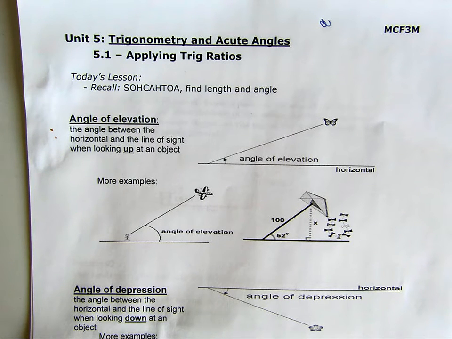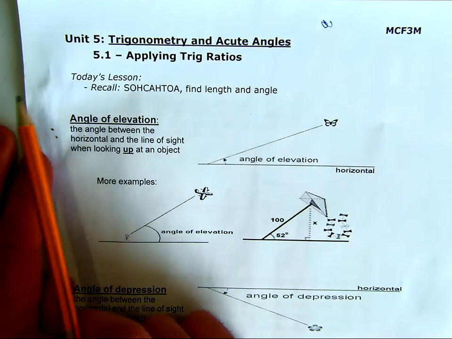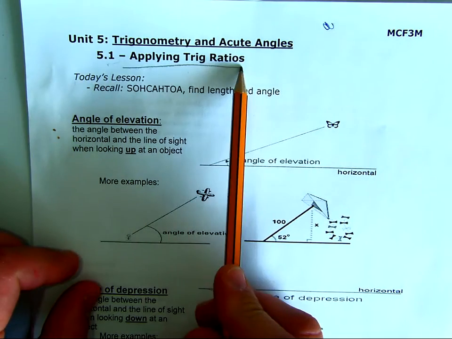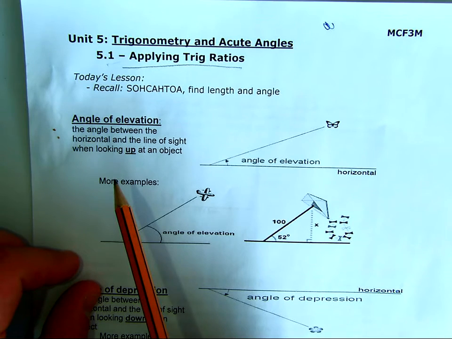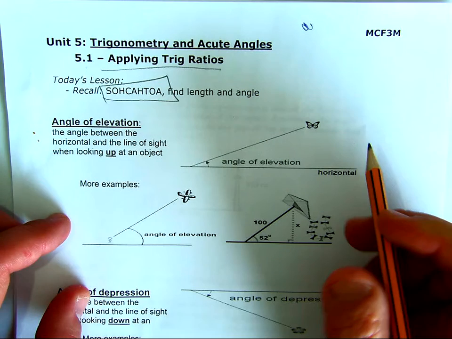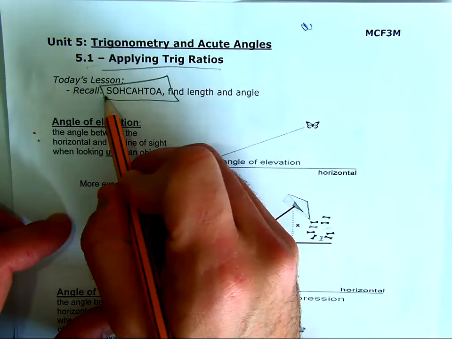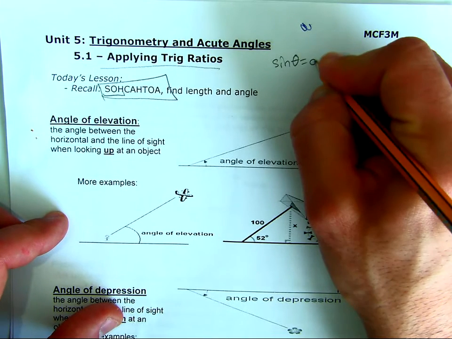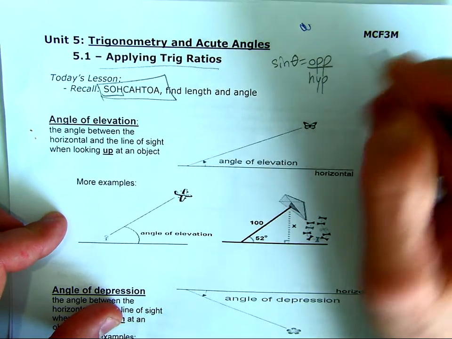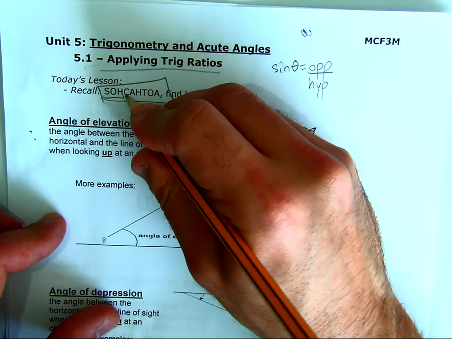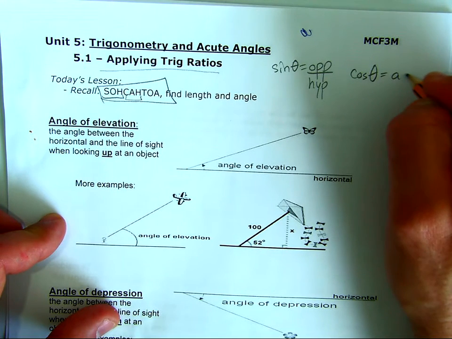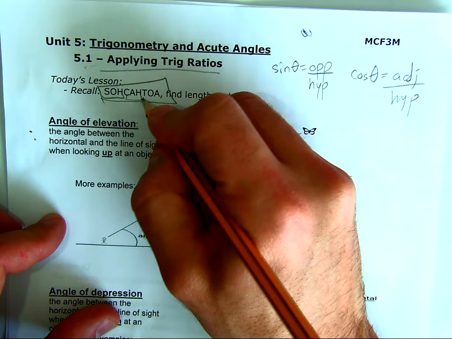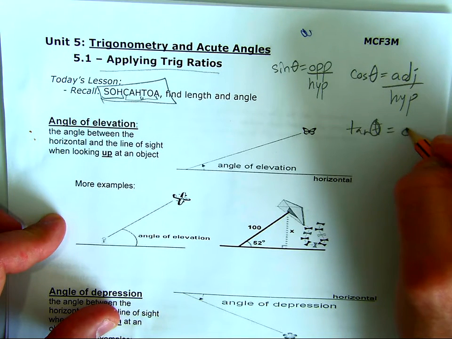Okay, so let's take a look at this new unit, trigonometry of acute angles, and 5.1 is talking about how to apply trig ratios. Now, it's very important that you understand this concept of SOHCAHTOA. So, from the word SOHCAHTOA, SOH means sine of theta is opposite over hypotenuse. The CAH is cos theta is adjacent over hypotenuse. And the TOA, the tan theta, is opposite over adjacent.